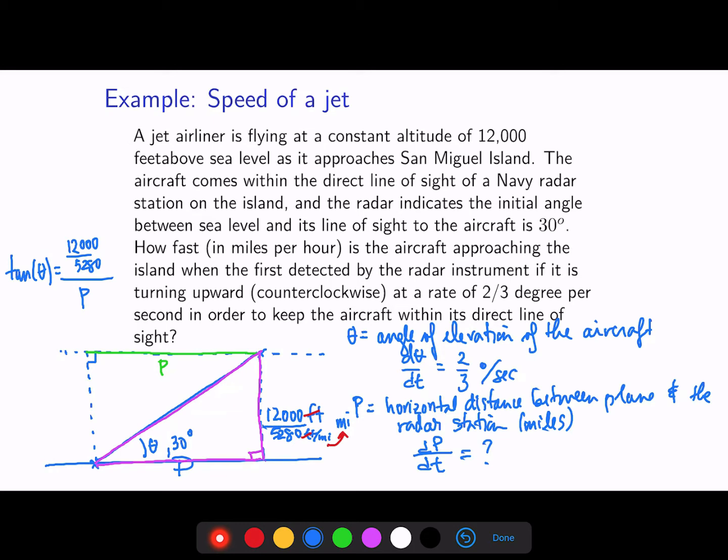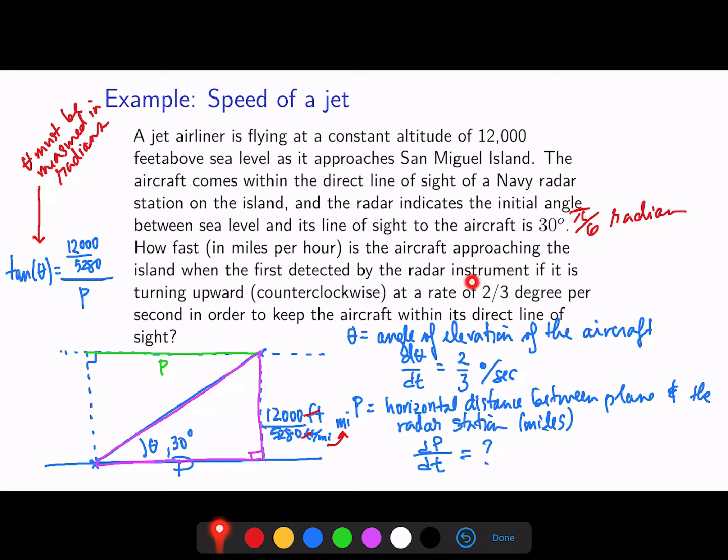And now I want to implicitly differentiate this. But one thing to point out, and we haven't mentioned this before, is our derivative formulas for the trig functions presume that the variable inside the trig function must be measured in radians. So, looking at the problem, we're told that the angle of elevation of the aircraft initially is 30 degrees. Well, that's pi over 6 radians.